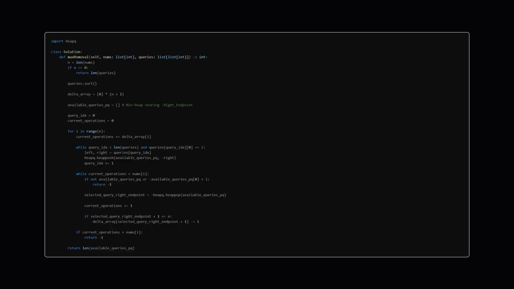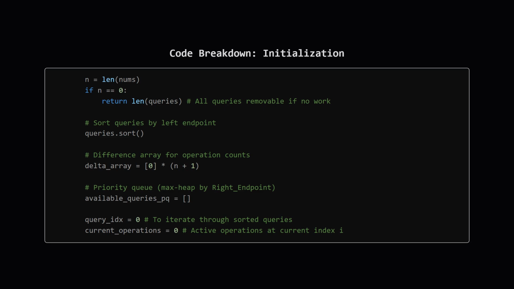Alright, here's the Python code for this approach. I know, code can sometimes look a bit dense at first glance, but don't worry. We're going to walk through the key parts of this code, piece by piece, and explain exactly what's happening in plain English. First up, we do some setup. We get the length of our list. If n is 0, meaning no numbers to process, then all queries can be removed, so we just return the total number of queries. Then, super important, we sort our queries. We sort them based on their starting points, their l values.